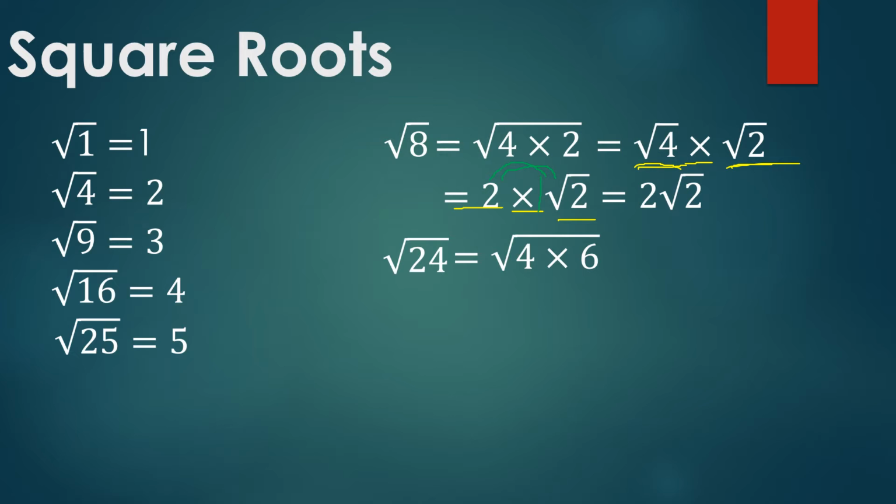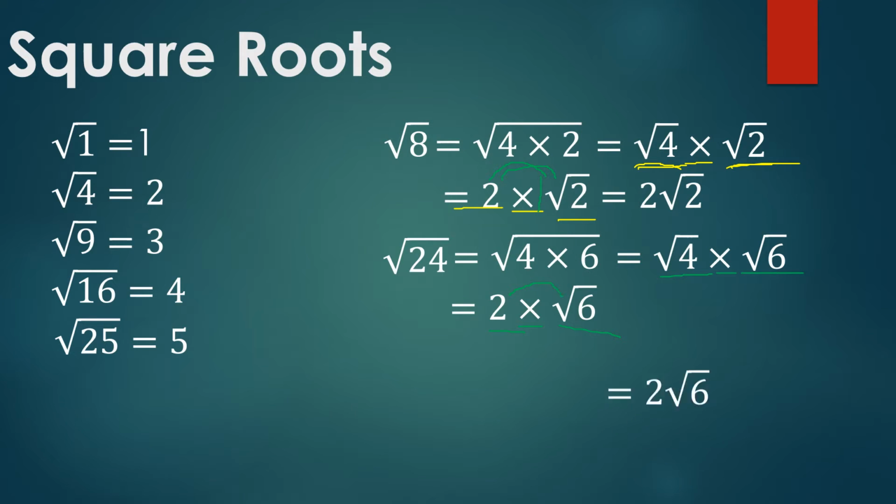And then, isa-separate natin siya for square root of 4 times square root of 6. And then, let us get the square root of 4, which is 2. We have 2 times square root of 6. By multiplying 2 into square root of 6, we have 2 square root of 6. We've already simplified square root of 24.